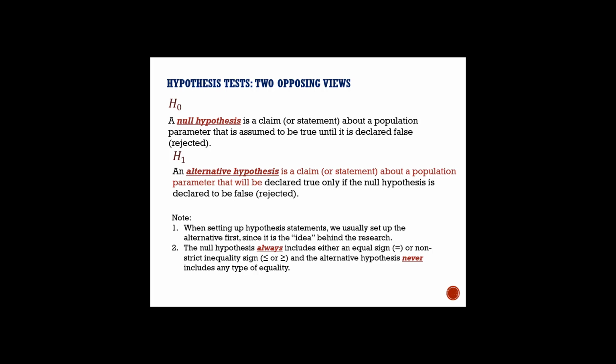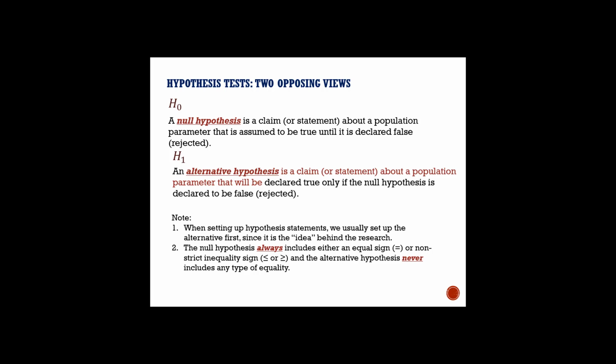That's a claim about a population parameter that will be declared true only if the null hypothesis is declared to be false. In other words, we don't really make a decision about the alternative hypothesis. Our decision is about the null. We either reject it or we fail to reject the null.